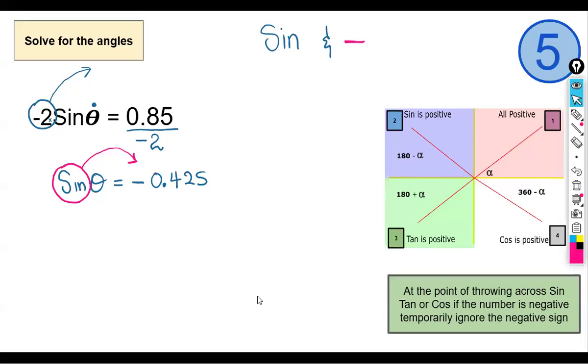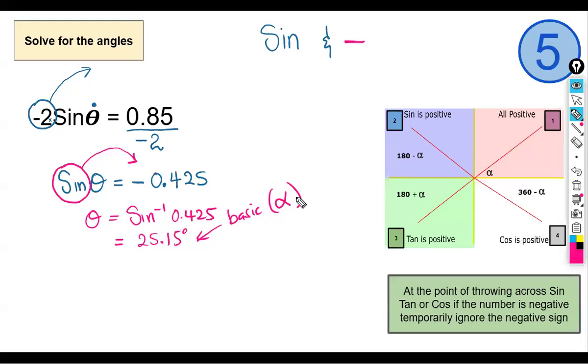But the same answers coming up. So when I throw across the sign, I'm going to get sine inverse, ignoring the negative sign. So I'll be able to get my basic angle at least. Second function sine 0.425. I'm getting roughly 25.15. Now this is my basic angle, also known as alpha. A lot of textbooks would just call it alpha.